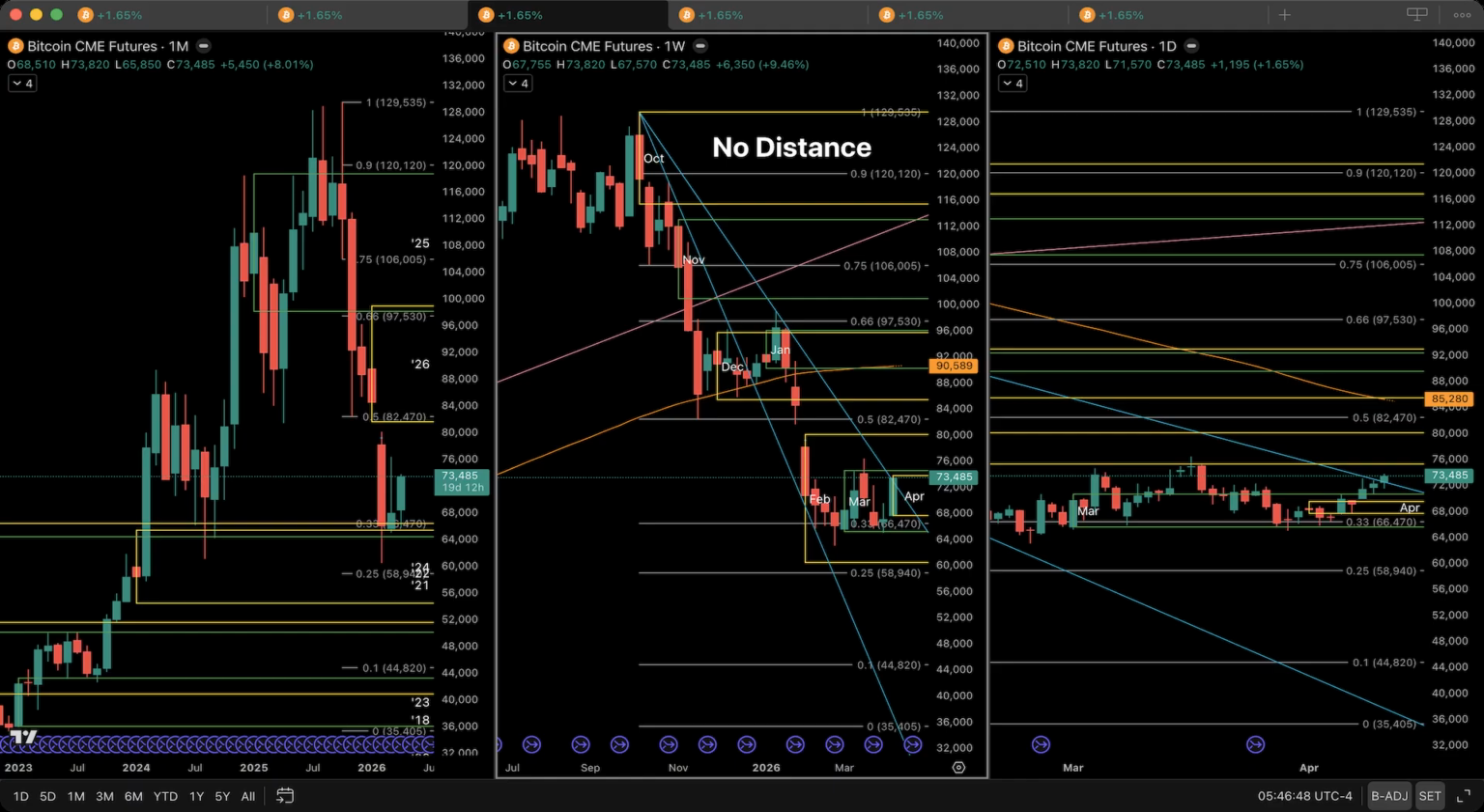Now the structure becomes more sensitive. Failure frequency increases. Each attempt to move higher fails earlier. Distance expectation compresses. Tolerance becomes narrower. There is less room for continuation.